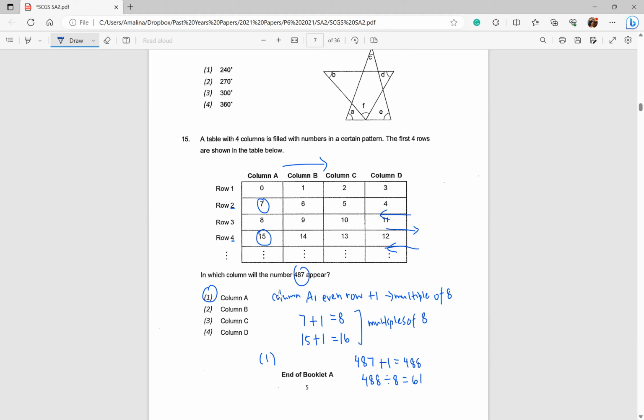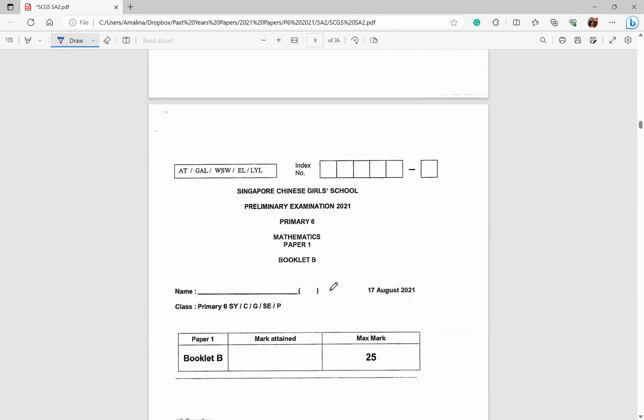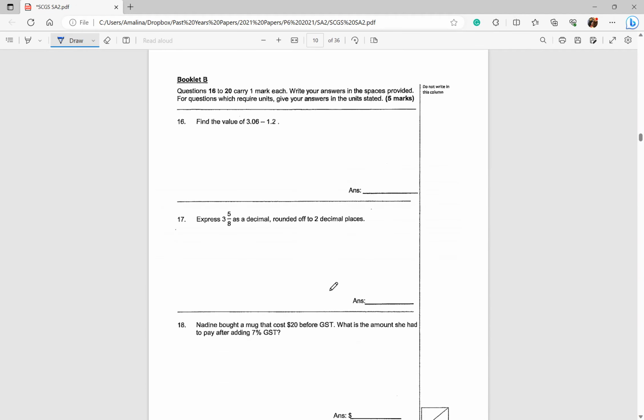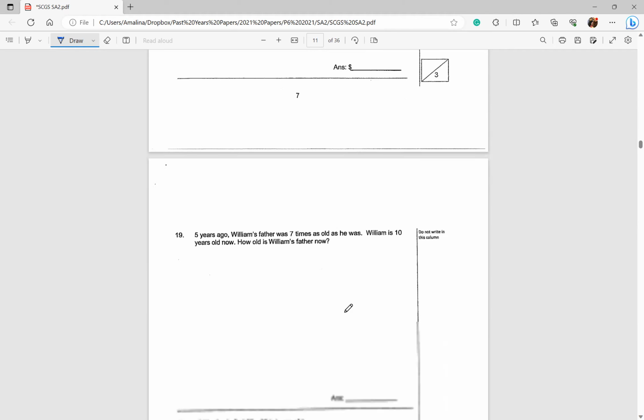Okay, so that's all for booklet A. Let's move on to booklet B. Okay, so booklet B, we will also only choose certain questions to go through. Okay, I will go through question number 20.